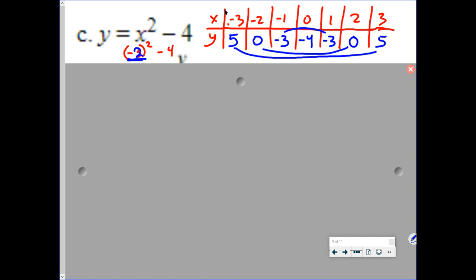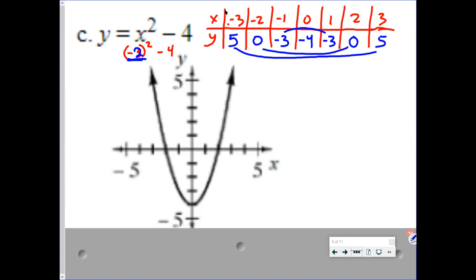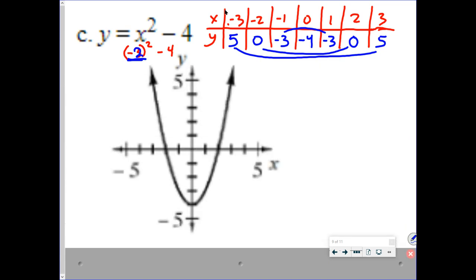All right, here we go. Here's what your graph should look like. Ooh, and do you remember what the name of this is called? It's called a parabola.